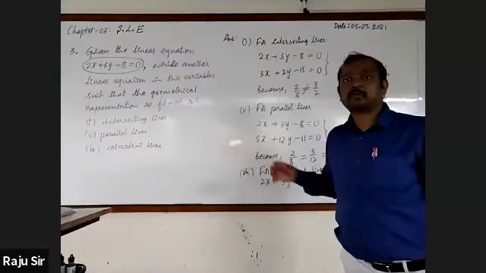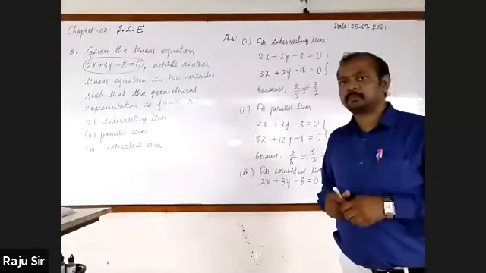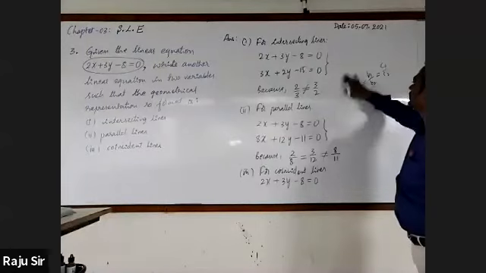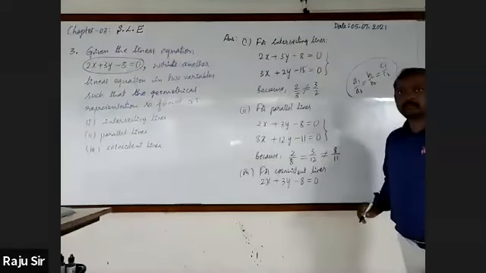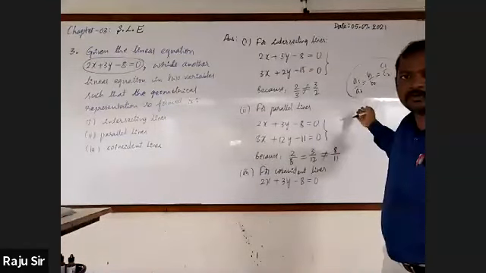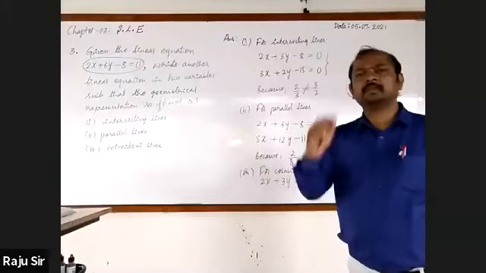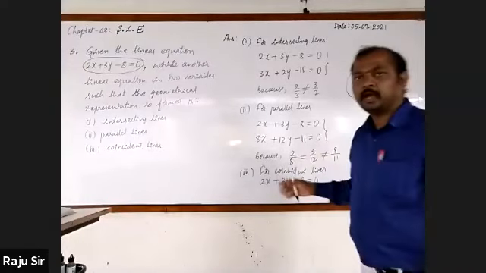For coincident lines, what type of solutions must they have? Infinitely many solutions. That means it has to satisfy the condition that all three ratios are equal. How do you get all three ratios equal? By multiplying all the coefficients by the same number. Very good. All the terms should be multiplied with the same number.